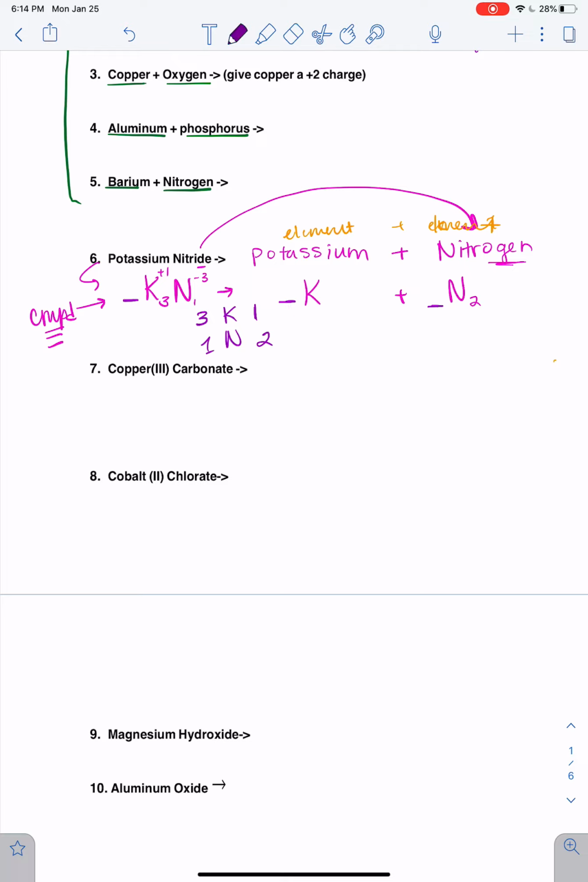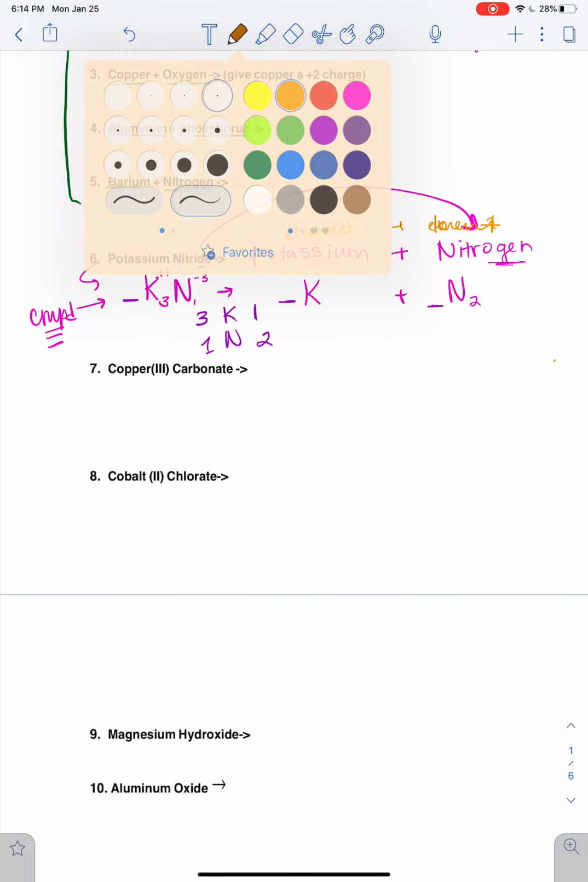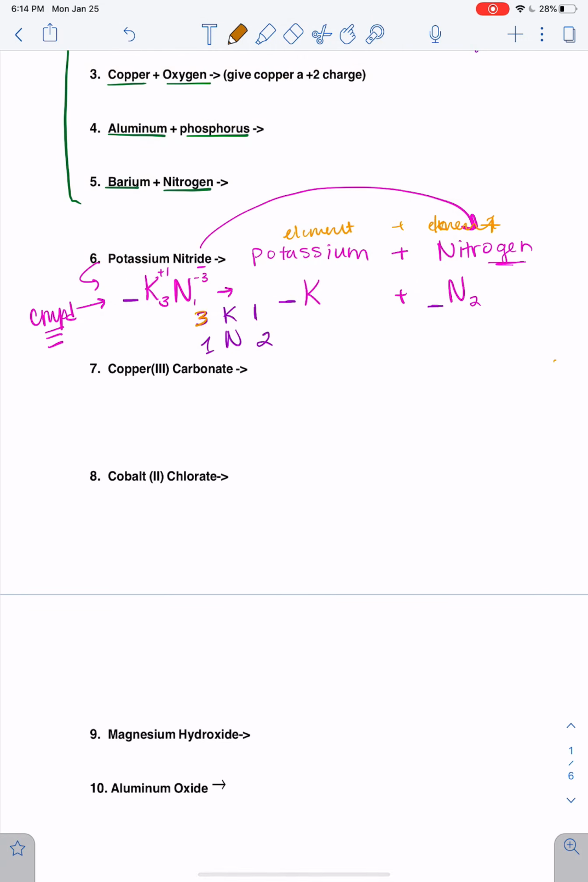Okay, so I have 3 potassiums on this side, and I have 1 on this side. Well, that does not equal, so I need to change my 1. The easiest way to make it equal 3 is to put a 3 in front of the K, and now I have 3 potassiums.